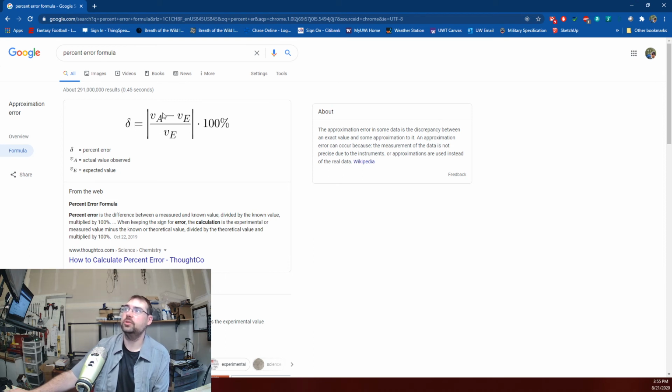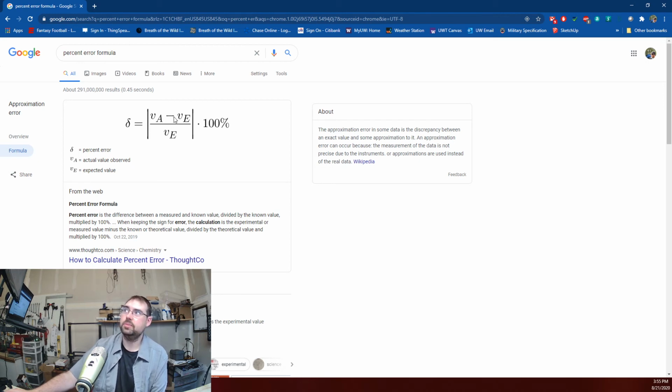VA is our actual value observed, so that would be our 1.1 on our oscilloscope. Expected value, that would be our 1 second, what we were hoping to achieve. So you do what we saw minus what we were hoping to get, divided by what we were hoping to get. These two bars right here are called absolute value.